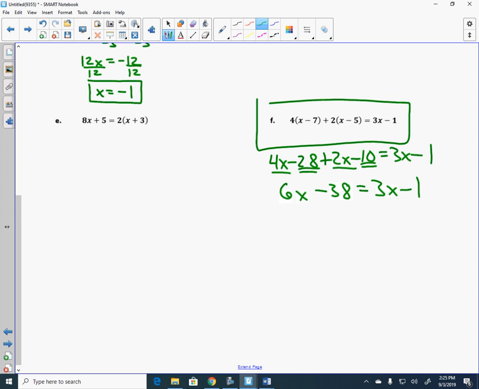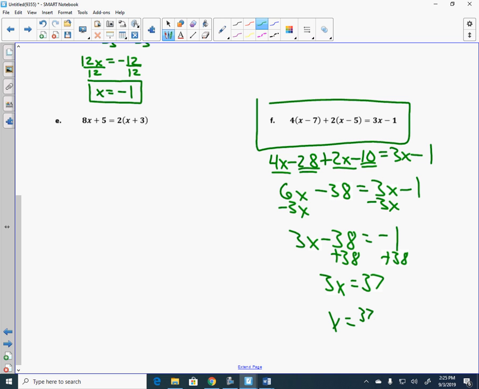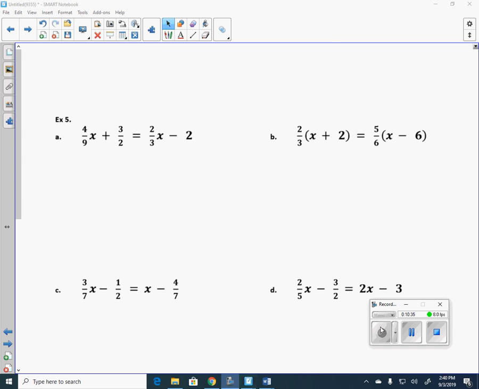Gather your x's by subtracting 3x. 3x minus 38 is equal to negative 1. Now you're back to a basic two-step equation. Add the 38. 3x is 37. Divide by 3, x is 37 thirds. We're going to pause there. Do not give up. When we encounter fractions, we deal with them.